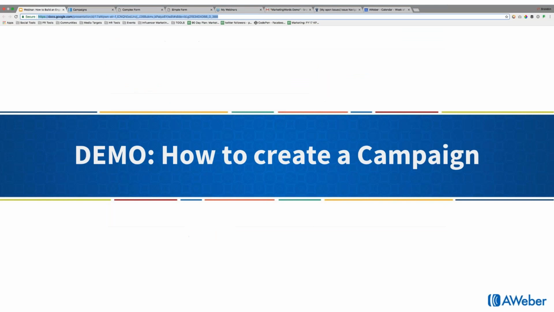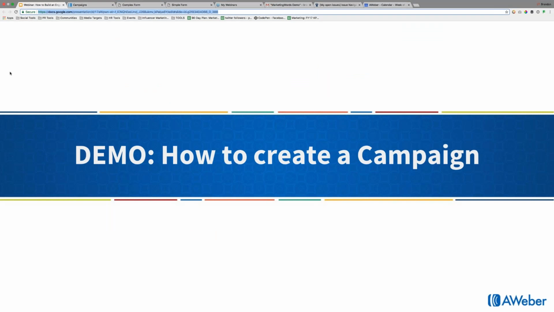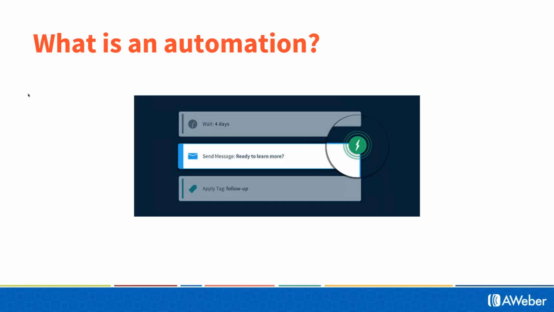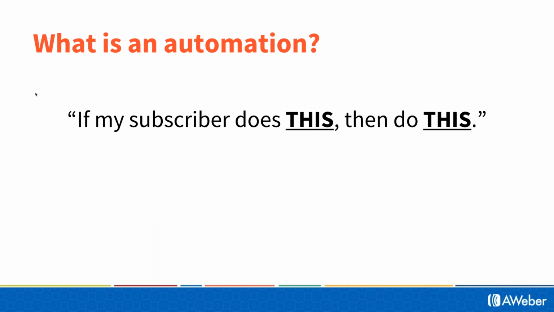All right, so let me jump back to the presentation real quick and cover a couple more items here. So first of all, what is an automation? I've mentioned email automation as sort of the concept of automatically sending emails, but an actual automation is a little bit different.